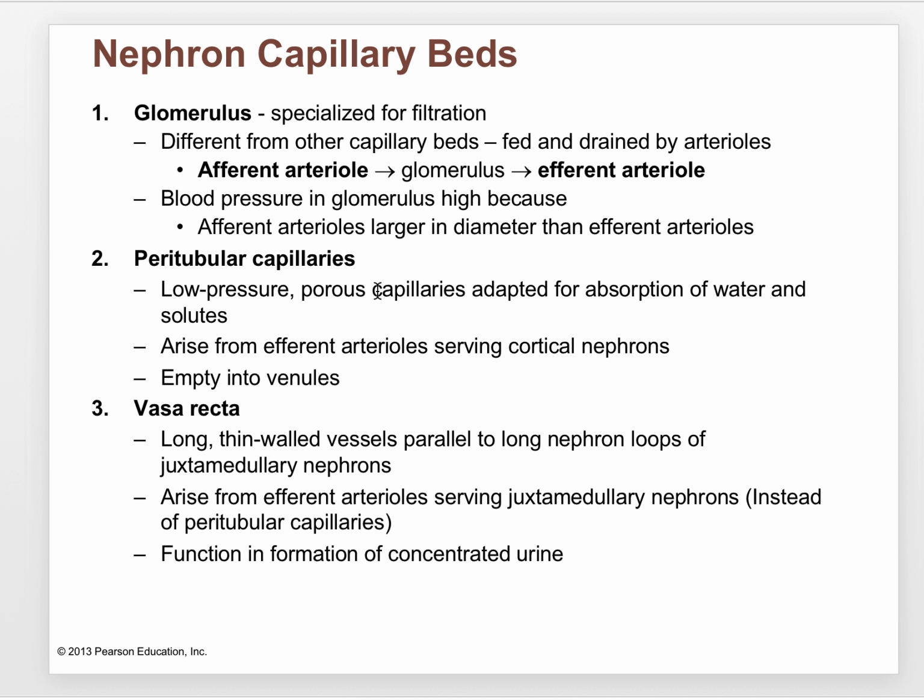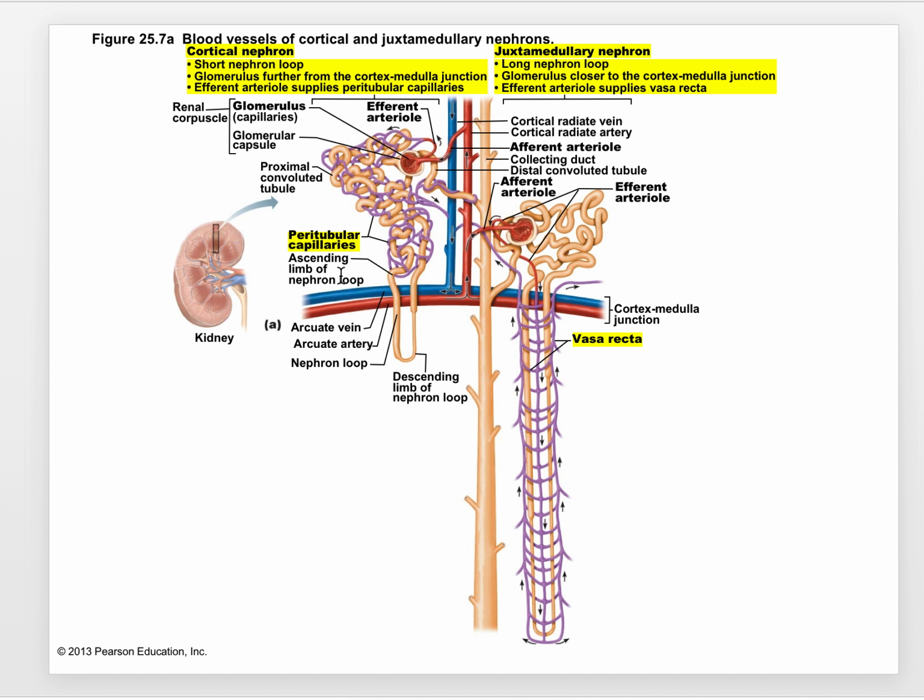There's peritubular capillaries, which are capillaries that are adapted for absorption of water and solutes. They're extensions of the efferent arterioles, the branches of the efferent arterioles, and they serve the cortical nephrons. See this picture here? These are peritubular capillaries, and they serve the cortical nephrons.